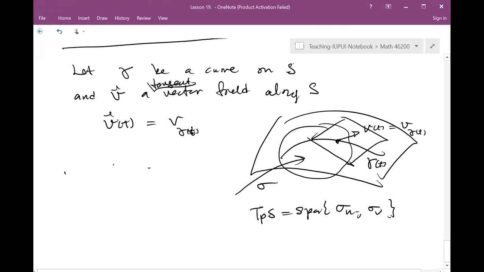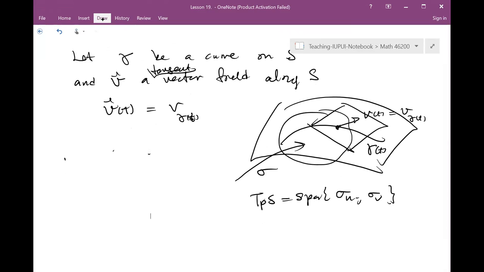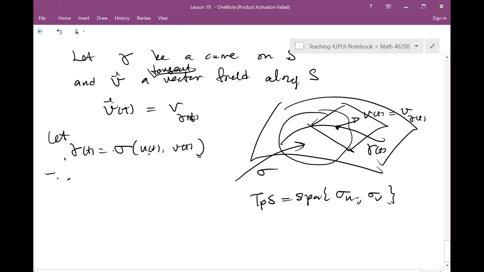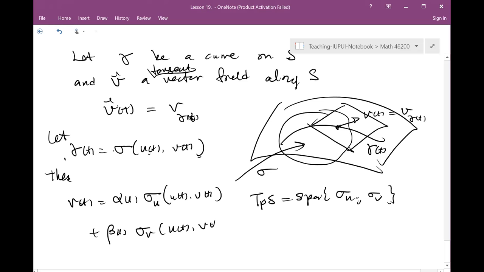Okay, how can I do that, right? You know, gamma(t) can be expressed as u(t), v(t), right? If that is the case, then the vector field can be written in the form alpha(t) sigma u and beta(t) sigma v. Right, because it can be a linear combination of those two vectors.